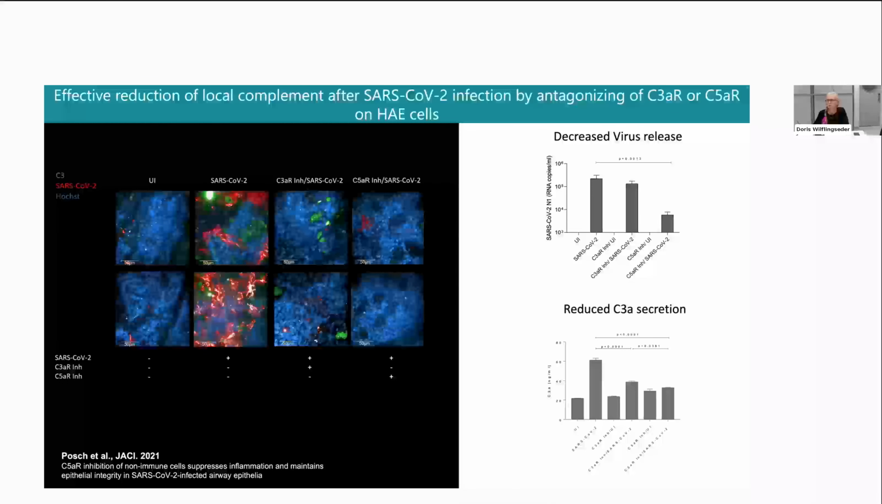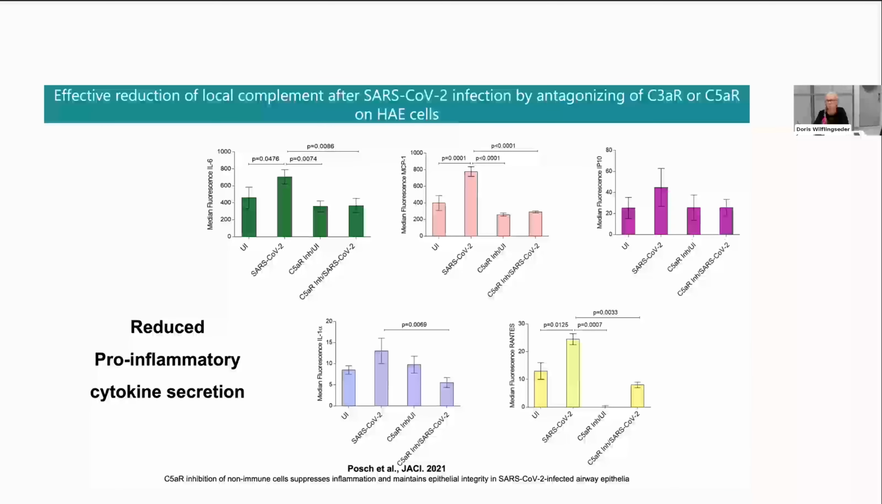And this block in the very first innate immune responses within epithelial cells was also associated with a significant down modulation of other pro-inflammatory cytokines, which of course have an impact on the cytokine storm seen in severe COVID-19 cases. So therefore, we proposed that inhibiting the complement at the beginning could also be a good means to down modulate the cytokine storm.